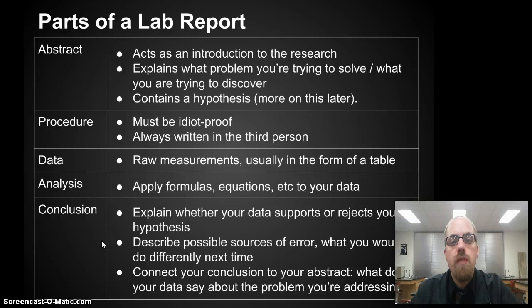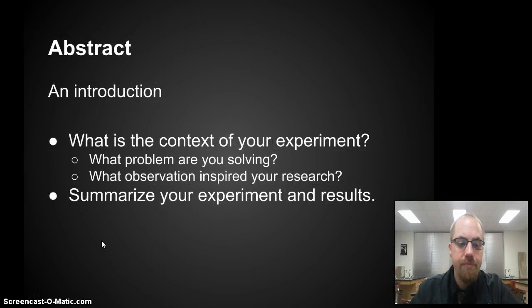So let's look at each of those 5 components in a little bit more detail. First off, the abstract. You can consider it to be an introduction again. And the big thing here is, what is the context of your experiment? What is the problem you're trying to solve, or what observation has inspired you to conduct this research, to conduct this experiment? On top of that, you need to summarize your experiment, and in general, abstracts also provide a brief description of the results. So an abstract acts as a short summary of basically what your experiment is.